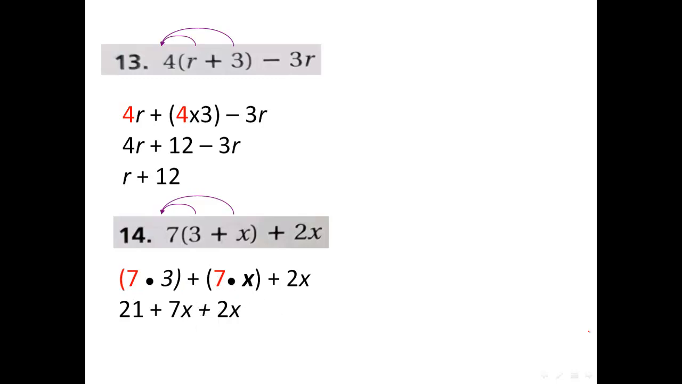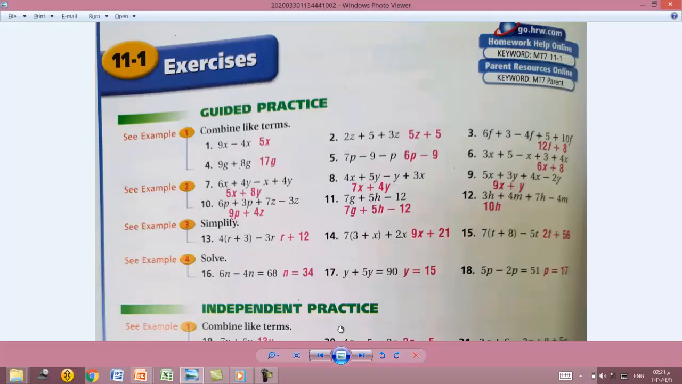Now we need to take the like terms and combine them together. Where are the like terms? They are 7x and 2x. This will equal 9x. So 21 plus 9x. For the other questions, from 16 to 18, we need to solve each equation.